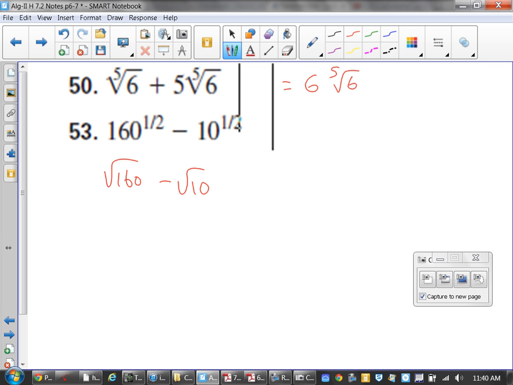160 simplifies to 16 times 10, right? What's the square root of 16? 4. So 4 root 10. 4 root 10 minus a root 10 is how much? 3 root 10. This is so nice. That's such a nice feeling. It worked.